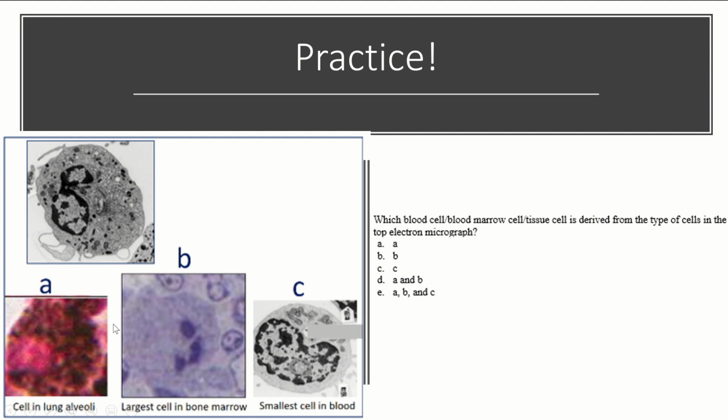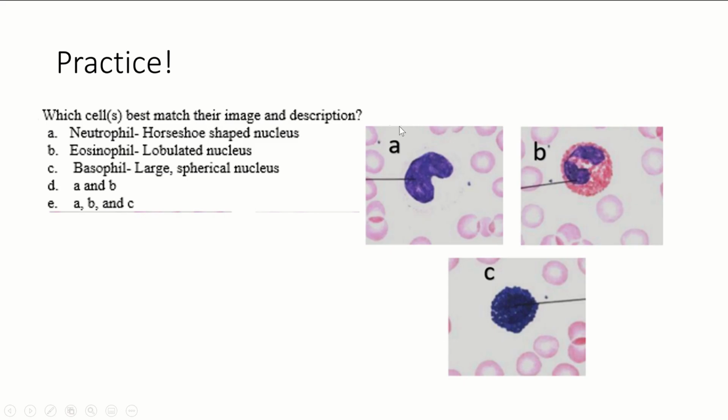Remember, we said the largest cell in the bone marrow is going to be a megakaryocyte. Megakaryocytes make platelets. They don't have anything to do with monocytes or macrophages, so that's not B. And then the smallest cell in the blood, with this really large nucleus that's very spherical and cute and perfect, is going to be a lymphocyte. So again, that has nothing to do with monocytes right here. So the only one that would match would be A.